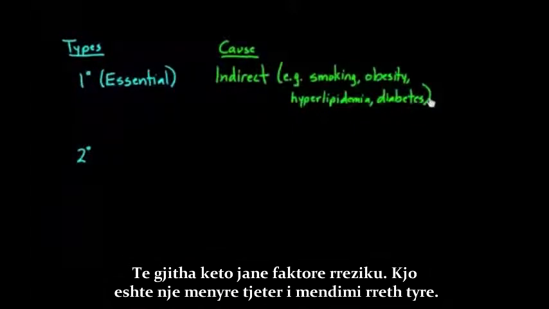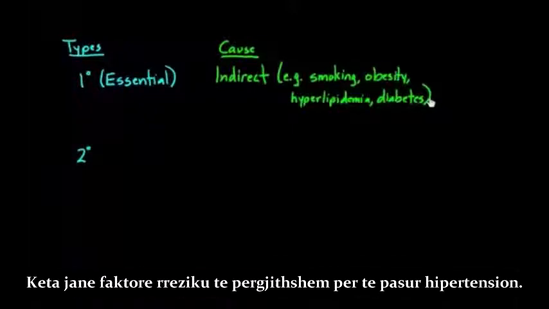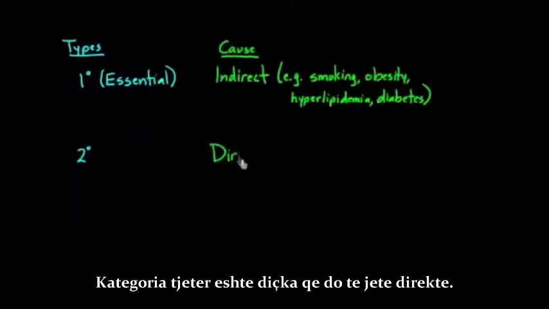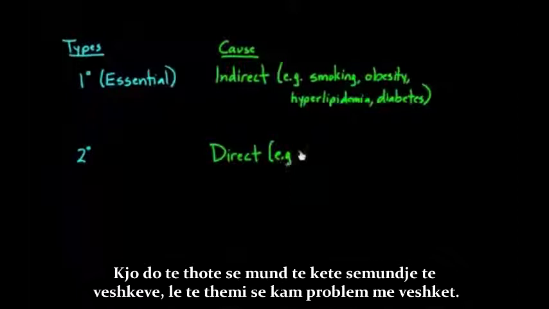And these are all risk factors, right? That's another way of thinking about these things. These are general risk factors for having hypertension. And the other category would be something direct. And once I write this down, you'll start seeing the difference. This would be something like kidney disease.